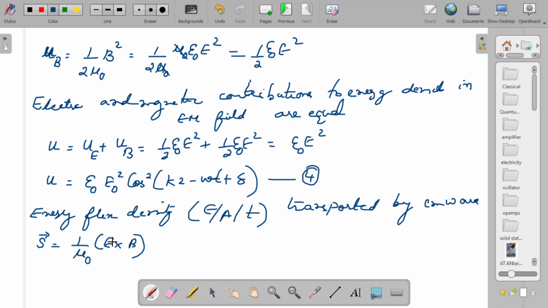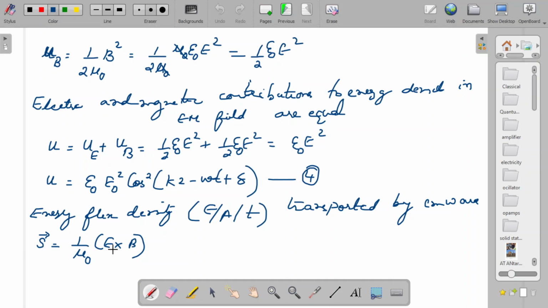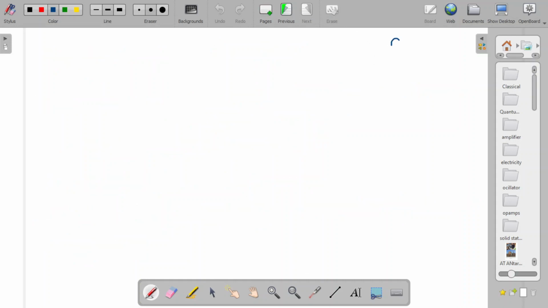Now I have to write what E cross B is. That is easy to understand. You know what E is, right? E is E0 cos(kz minus omega t plus delta), and B is actually the same thing, but B0 into cos(kz minus omega t plus delta). Now I want to find E cross B. How can you find E cross B? You can try it. It's very easy. Just find the cross product E cross B.